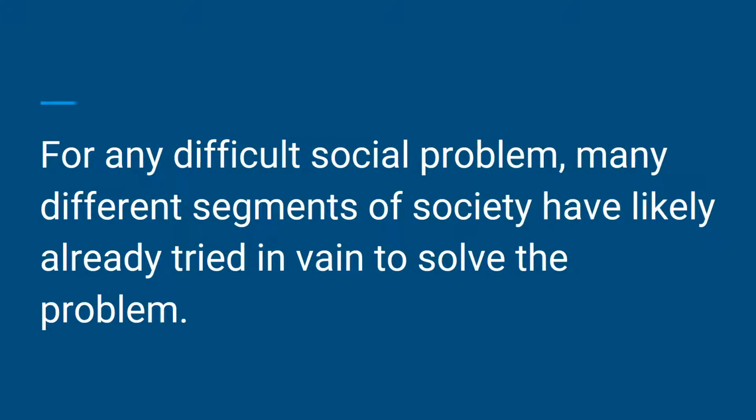Now, for any difficult social problem, many different segments of society have likely already tried in vain to solve the problem. Most important problems are the ones that we've had for a long time. The government may have created an office, a nonprofit may have provided a new service, and a private company may have already developed a new product, all aiming to address the same social problem, in this case, the problem of child poverty. Many of them may have failed.